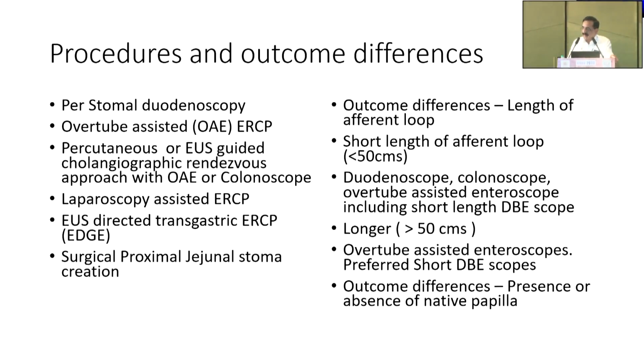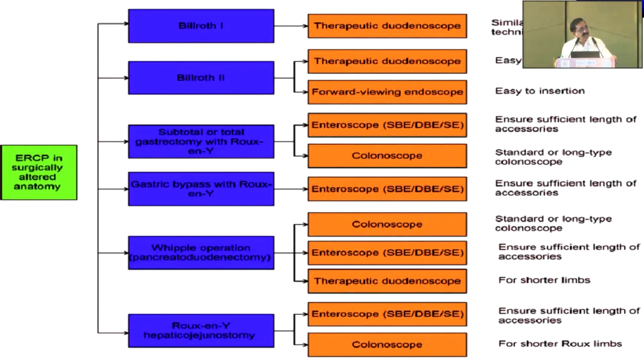Also, there are outcome differences whether you are cannulating a native papilla or whether you are cannulating a hepatico-enteric anastomosis. It is easier to enter into a hepatico-enteric anastomosis. The native papilla is far more difficult because your papilla is on the lateral side, and you are putting the guide wire in an inverted position.